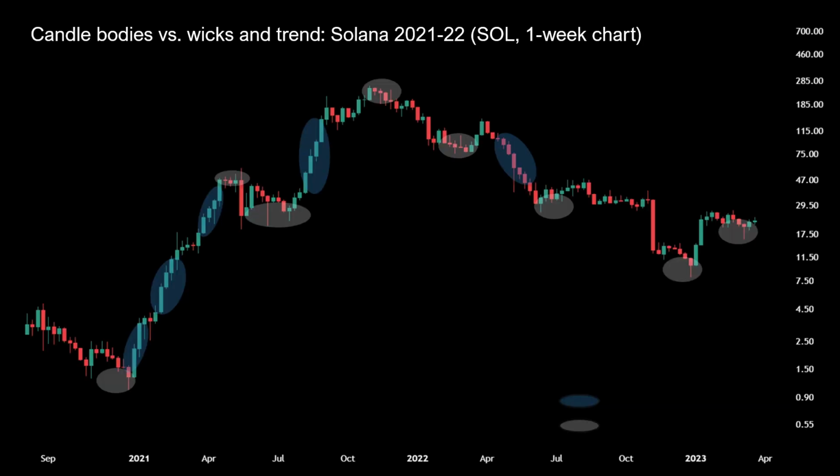And here's a chart to show this concept in reality. This one is of Solana, ticker SOL, and it's the 1 week chart, where each red or green candle represents 1 week of price movement. Notice the candles in the blue ovals generally have bigger candle body to wick ratios, and those happened when SOL was in a strong trend. Now compare that with the grey ovals, where there was a lot of indecision among investors about whether the price would go up or down. During these phases, the body to wick ratio was smaller, showing a weakening or slowdown of the trend.